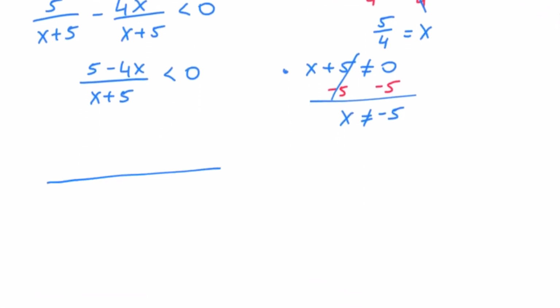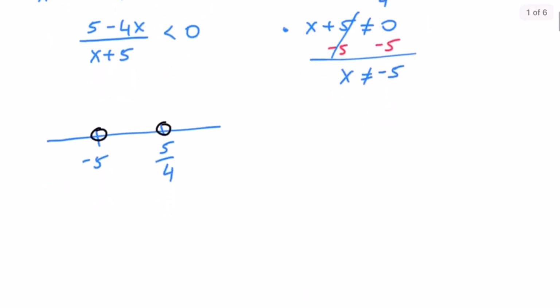So on our number line, we have two numbers, negative 5 and 5 over 4. Since here we want strictly less than 0, we have an open circle for both numbers. Let's test points.